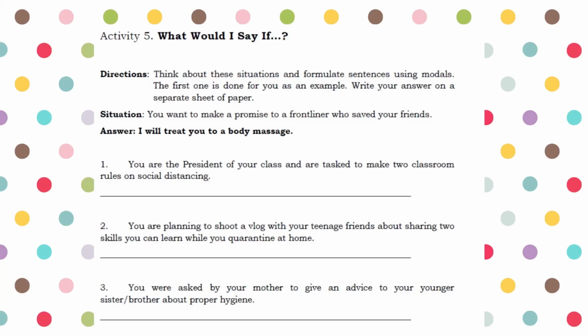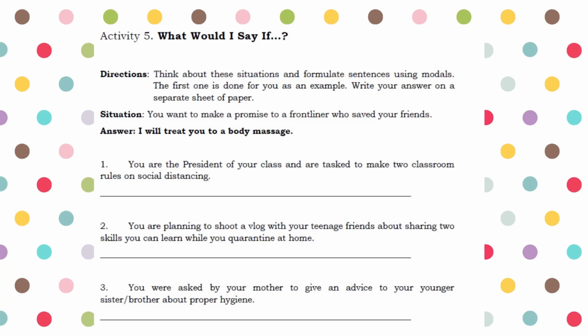Let's have activity 5. What would I say if? Direction. Think about these situations and formulate sentences using modals. The first one is done for you as an example. Write your answer on a separate sheet of paper. Situation. You want to make a promise to a frontliner who saved your friends. Your answer could be, I will treat you to a body massage.